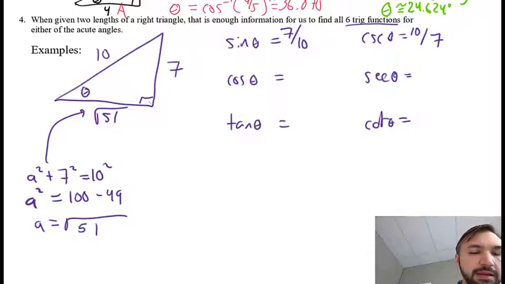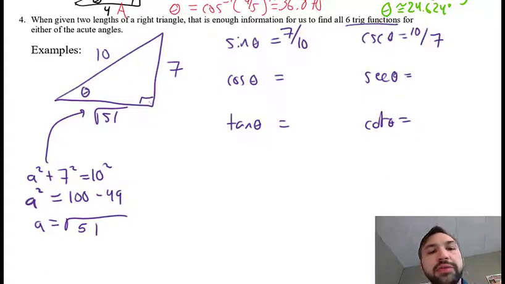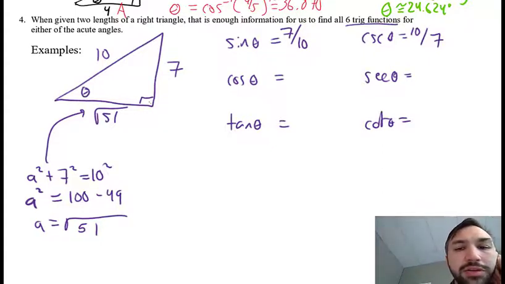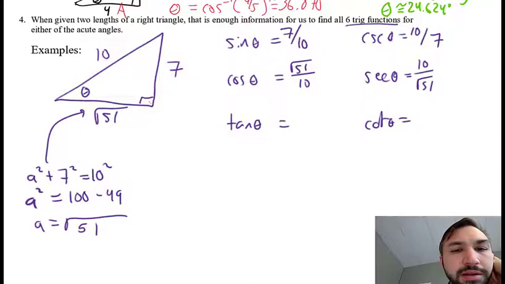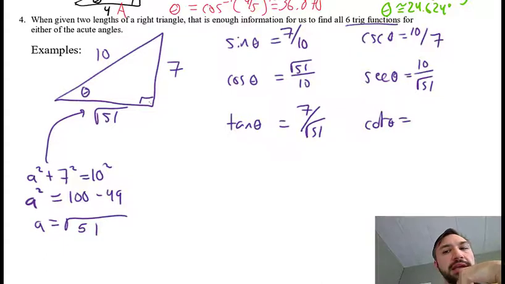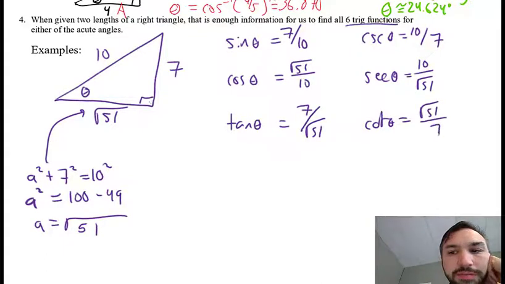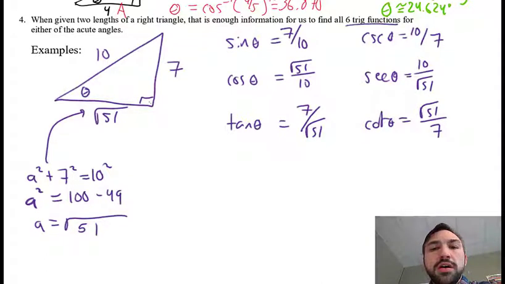Okay. Now, sometimes you'll need to reduce that radical as well, but 51, I believe, is prime, so I don't need to split that up. So cosine, I could do adjacent over hypotenuse, and then I could flip that for secant. Tangent, I could do opposite over adjacent, and then I could flip that for cotangent. Okay, so there's all 6 trig functions. There's 2 of them I need to put a little more work into, though.